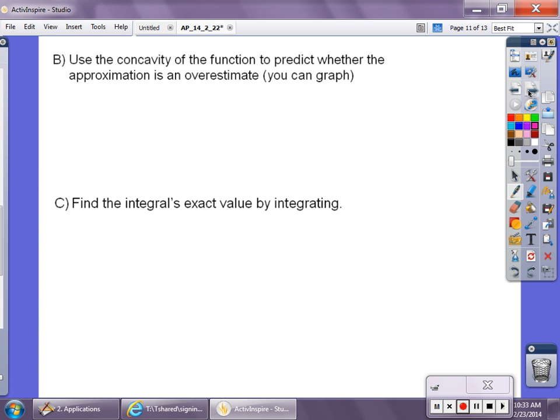All right, using the concavity of the function, predict whether the approximation is an overestimate. So it says you can graph it. So we're doing the sine curve from 0 to pi. Pi over 2 is 1. So then it's obvious that we're concave down. So because the second derivative is less than 0, concave down, draw one trapezoid. It can be a huge trapezoid. It doesn't actually matter because it's a rule. It doesn't matter if the trapezoid is big or small, it'll follow the rule. Then we know it is an underestimate.